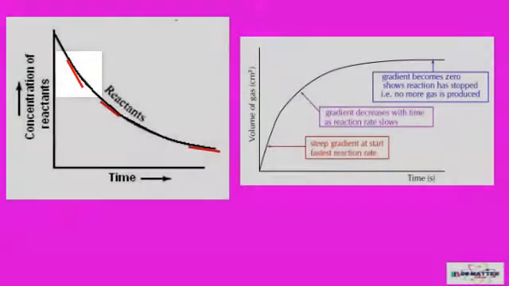Both graphs are curved. To calculate the instantaneous rate of reaction, that is the rate at a particular point in time, we draw a tangent to that point on the curve. The steeper the tangent, the greater the rate of reaction.